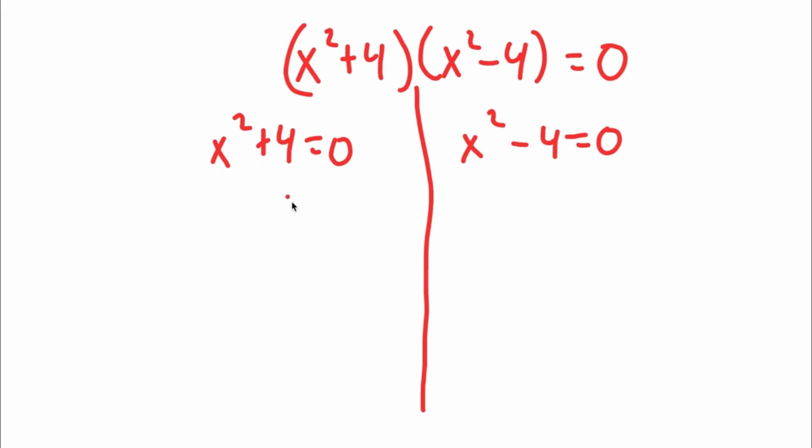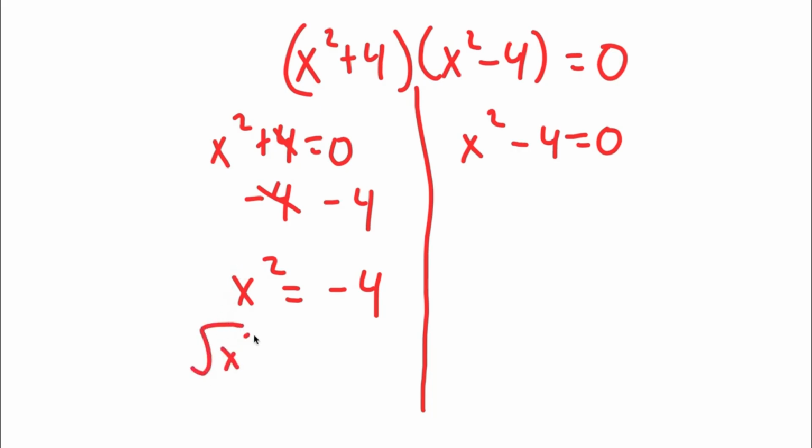So, to solve x to the power of 2 plus 4 equals 0, I'm going to first start by subtracting 4 on both sides. So now I have x to the power of 2 is equal to negative 4. So now, to solve this, I'm going to take the square root on both sides. So I have the square root of x squared is equal to the square root of negative 4. Now, the square root of x squared is simply x, and the square root of negative 4 can be written as the square root of 4 times the square root of negative 1.